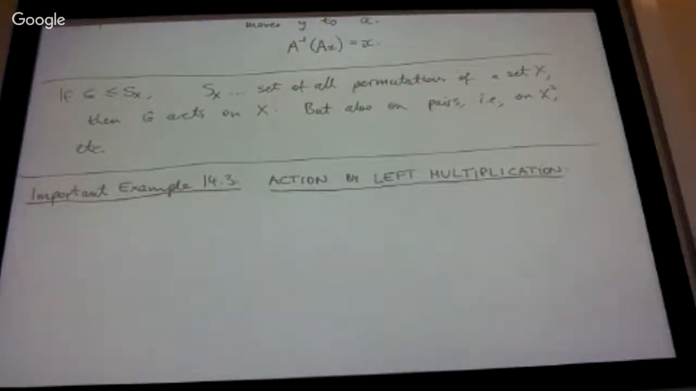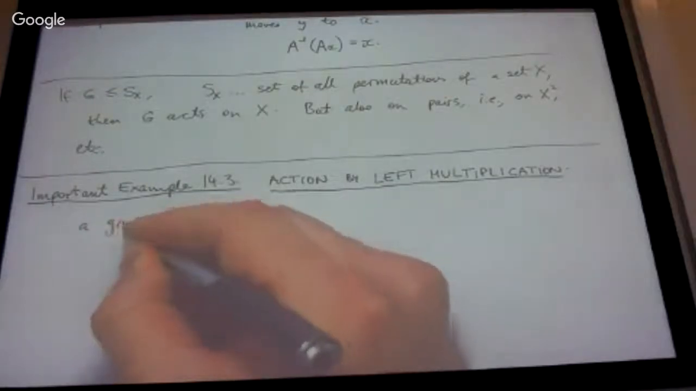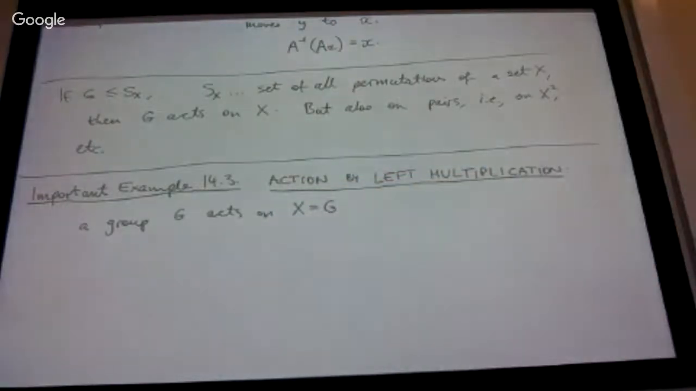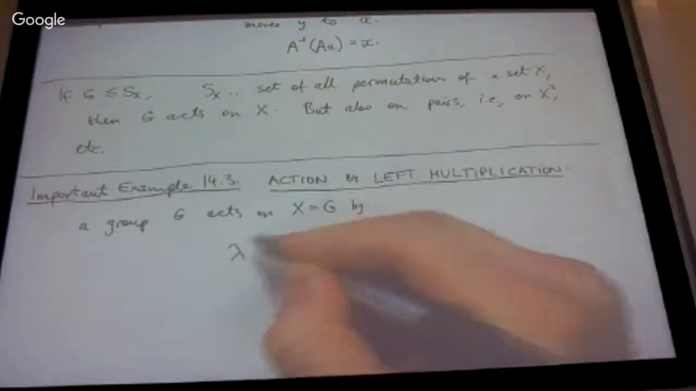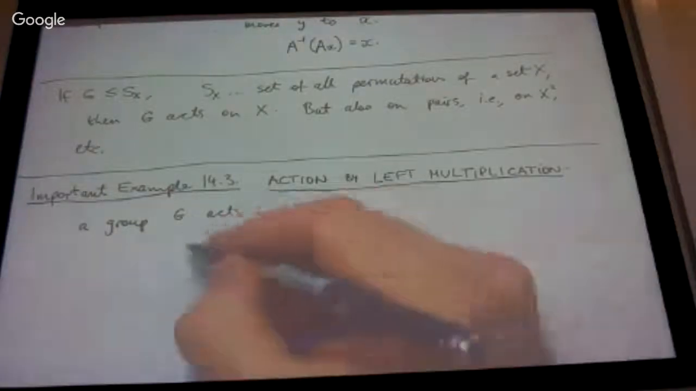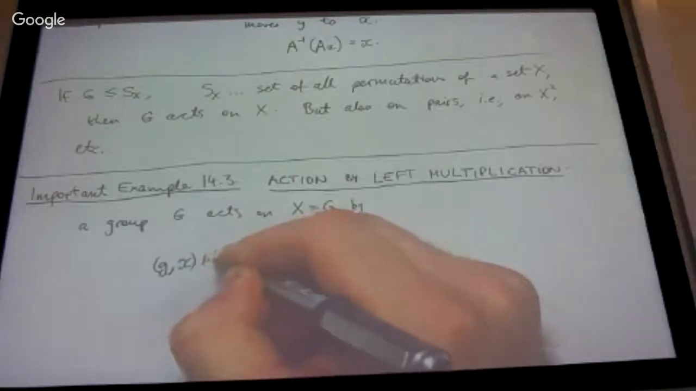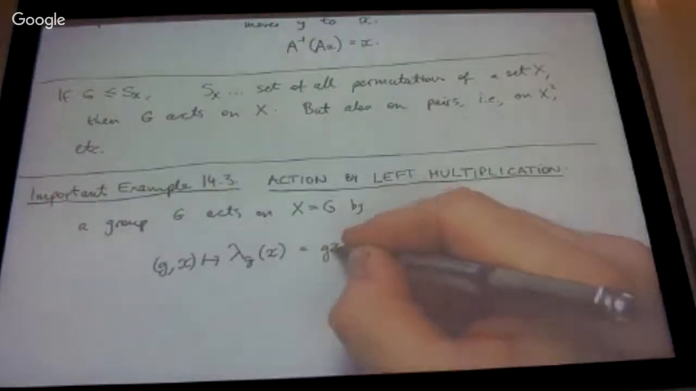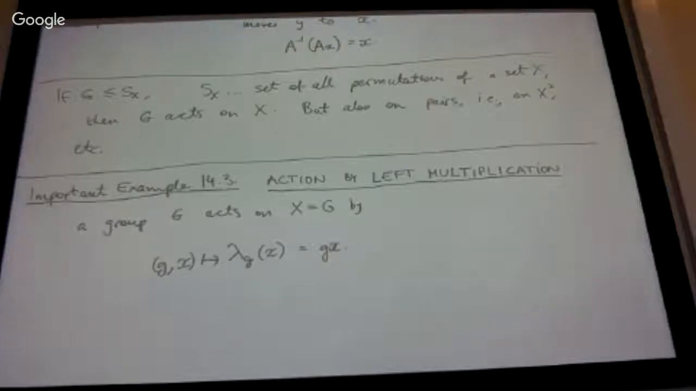So the group acts on itself. A group G acts on X, which is also G. If you get an element of the group and another element of the group, what you get is lambda g of x, which is gx, or g times x. Kind of confusing now because the notation is gx and gx is the same thing, but it actually turns out to be the same thing.